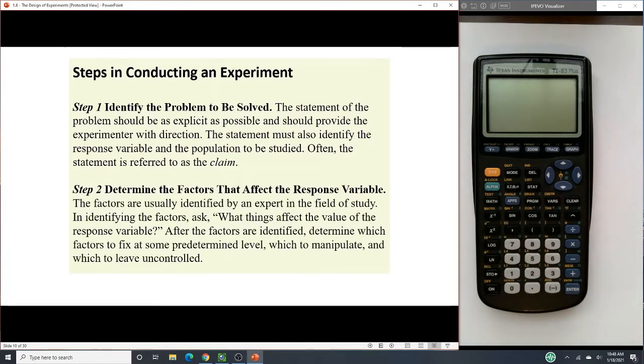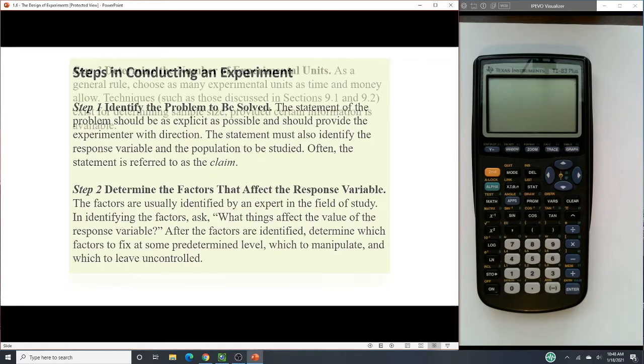Step 2, determine the factors that affect the response variable. So the factors are usually identified by an expert, and so they may ask, what things affect the value of the response variable and so forth with those things.